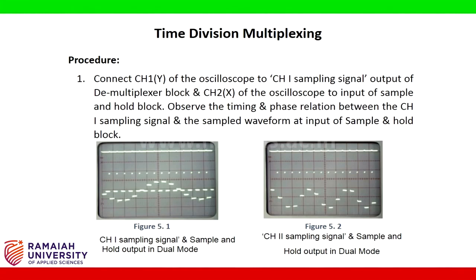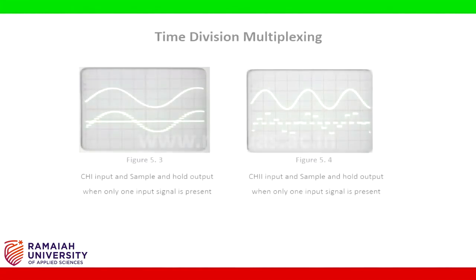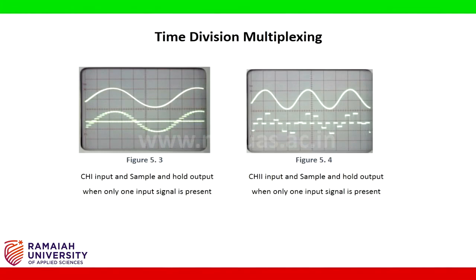Observe the timing and phase relation between the channel 1 sampling signal and the sampled waveform at input of sample and hold block. Figure 5.1 shows channel 1 sampling signal and sample and hold output in dual mode. Figure 5.2 shows channel 2 sampling signal and sample and hold output in dual mode. Time division multiplexing. Figure 5.3 shows channel 1 input and sample and hold output when only one input signal is present. Figure 5.4 shows channel 2 input and sample and hold output when only one input signal is present.